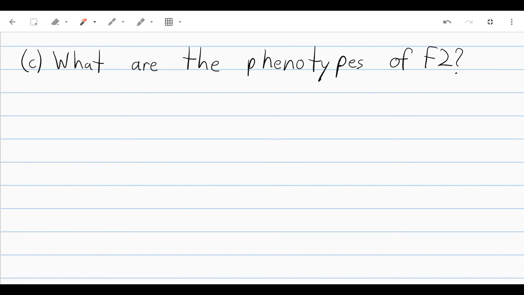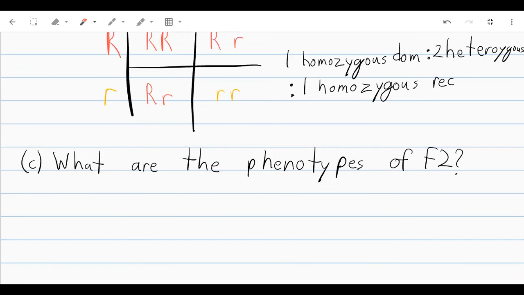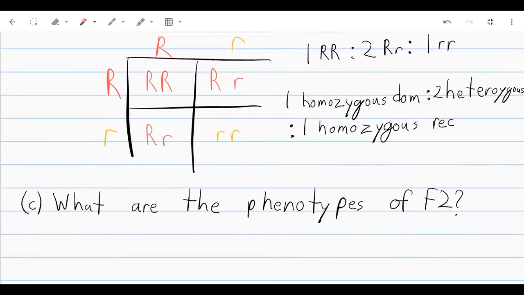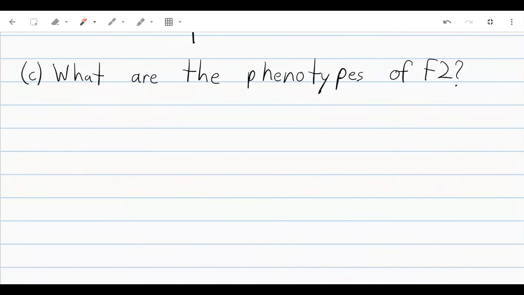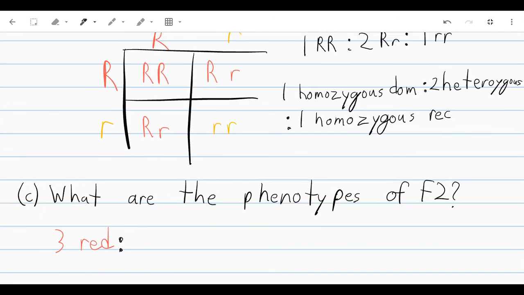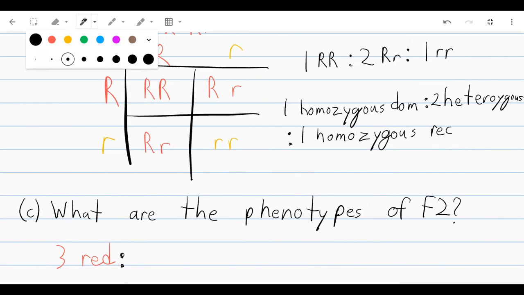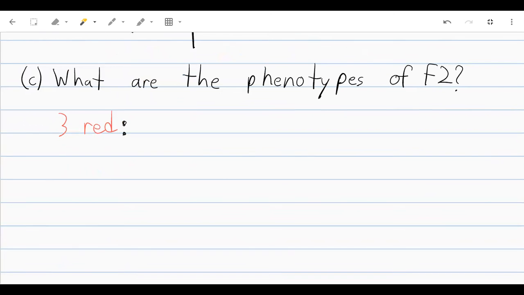Finally, we're asked what are the phenotypes of F2. So we have 1 big R, big R and 2 big R, little r's. Both of those will be red. So we will say that there are 3 reds, and then we only have a single homozygous recessive, little r, so that means 1 yellow. So the phenotypes is a ratio of 3 reds to every 1 yellow.